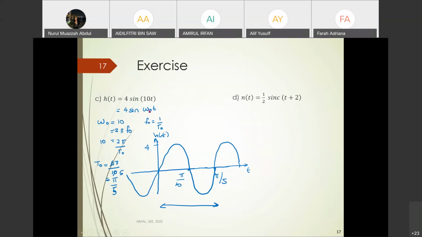Another one is 1 over 2 sinc t plus 2. Especially for the sinc function, you can only sketch the function. So we know that for the sinc function, it starts at the origin here. For the sinc function, it is difficult to draw. Wait a moment.